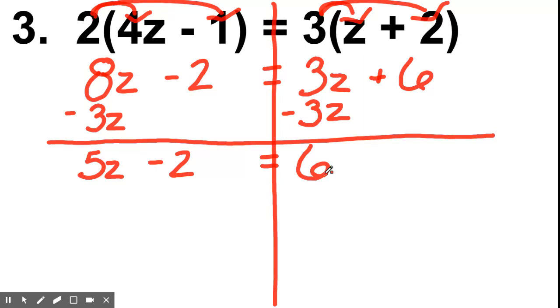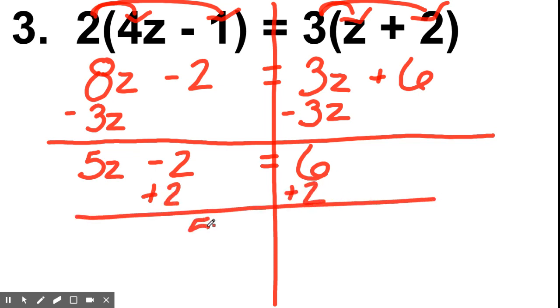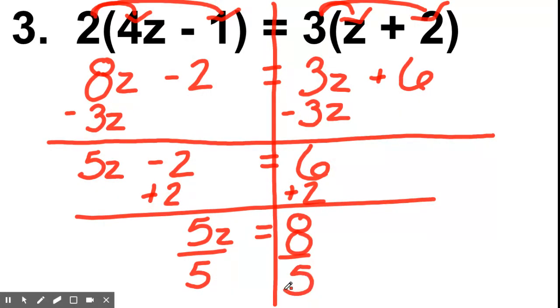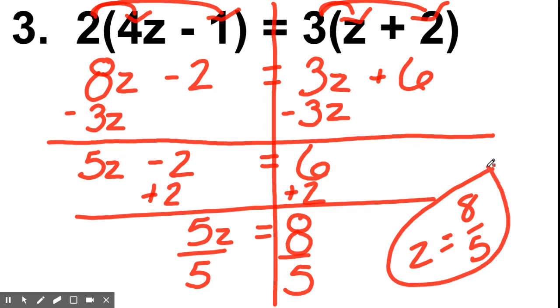Next, we get rid of the addition and subtraction. So I'm going to get rid of the subtract 2 by adding 2 to each side. So now I'm left with 5z equals 6 plus 2, which is 8. Now the opposite of multiplying by 5 is to divide. So to get rid of that 5, we're going to divide by 5. And again, it doesn't divide evenly, and that's okay. We can just leave it as that improper fraction, 8 over 5. So we're going to say z equals 8 divided by 5, or 8/5, and that's our answer.